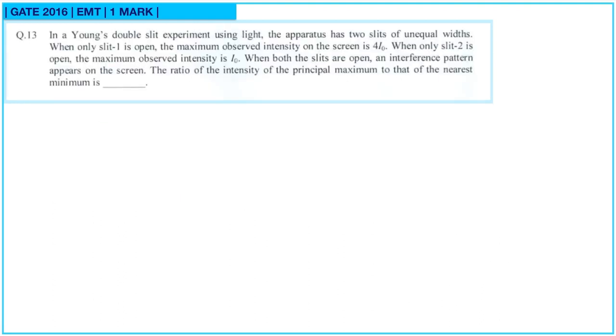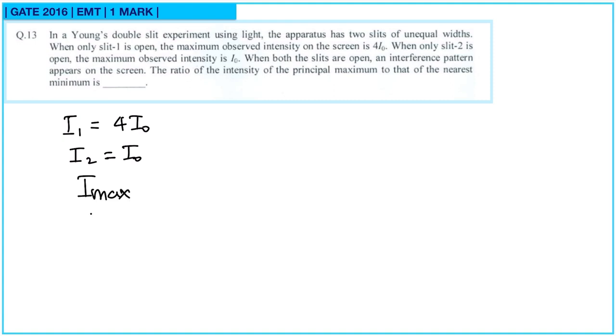Next question. In a Young's double slit experiment using light, the apparatus has 2 slits of unequal widths. When only one slit is open, the maximum observed intensity on the screen is 4 I naught. So here I1 is given, that is 4 I naught. When only slit 2 is open, the maximum observed intensity is I naught. So I2 is equal to I naught. When both the slits are open, an interference pattern appears on the screen. The ratio of the intensity of the principal maximum to that of the nearest minimum is.